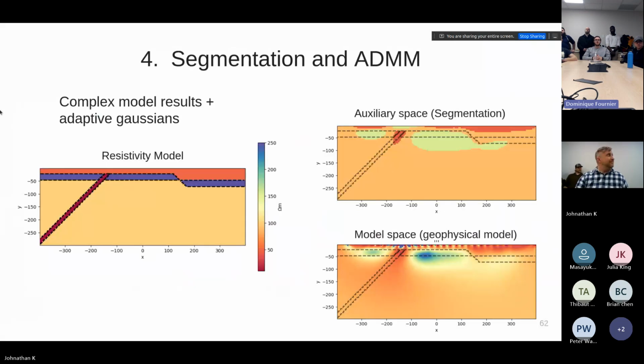You can see here that our auxiliary space is segmenting out, not all four classes, but we're getting the surface. We're getting the intrusive here. Depth is kind of a problem, but that's actually giving us a dip estimate. And then we're getting that higher resistive zone here, that layer, and a little bit of the faulting. And the geophysical model comes from the geophysical space. So looking promising. A little bit of work, but now it's all in one mathematical step. Nothing acting outside.